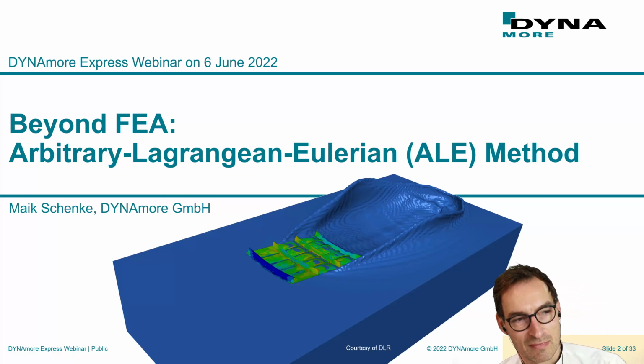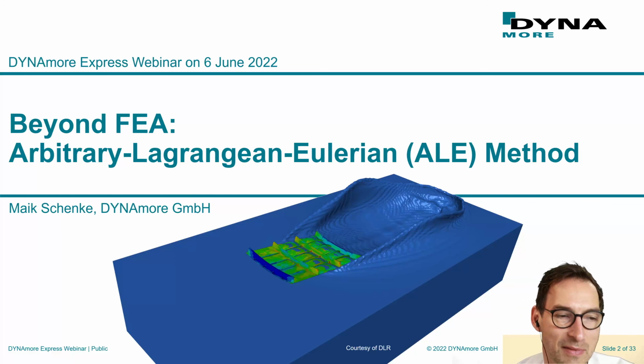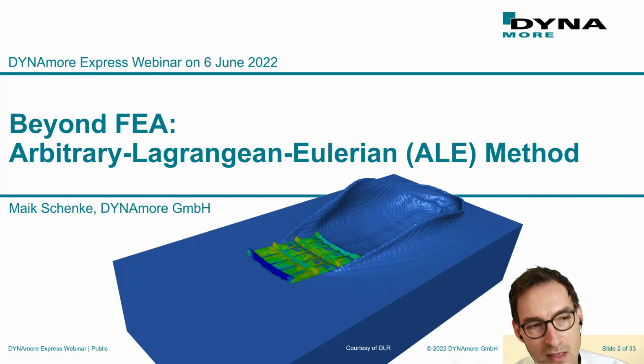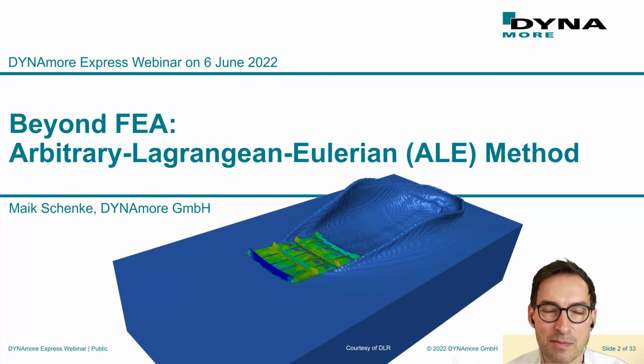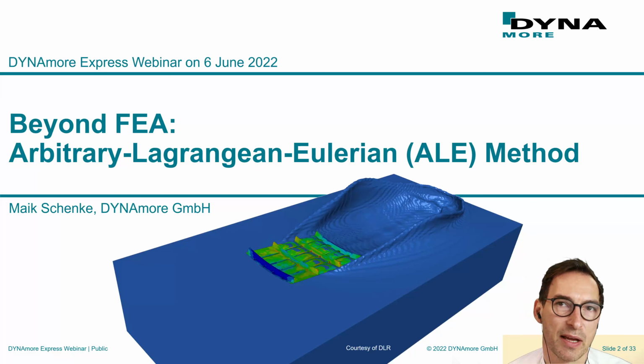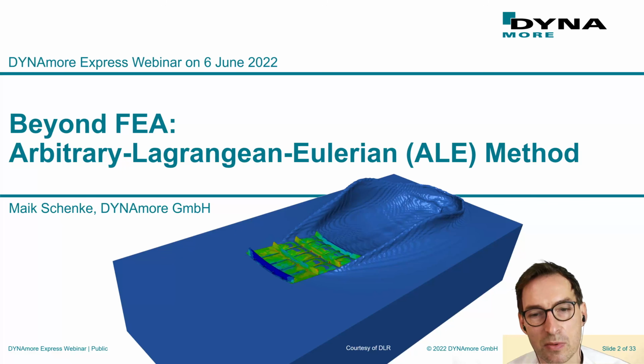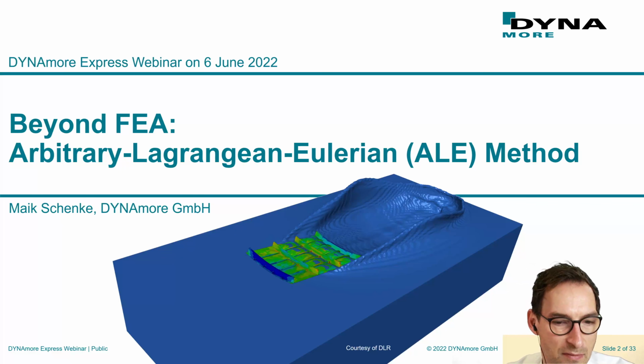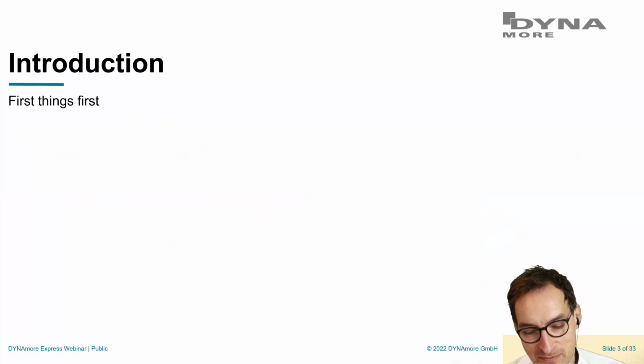Okay, so like I said, we're talking about the arbitrary Lagrangean-Eulerian method. Quite often you see this method in terms of fluid mechanics, but also in terms of solid mechanics. In this webinar, I'm going to introduce you to the method, how it's used in LS-DYNA, give you an overview, and try to elaborate the basic concepts. I'll also give you a couple of application scenarios where you can apply it, and what kind of features the implementation in LS-DYNA supports together with the ALE method. Okay, so let's start with the introduction.